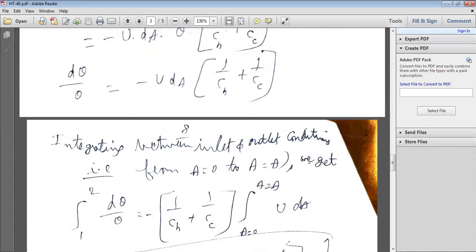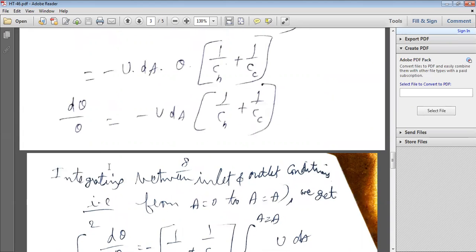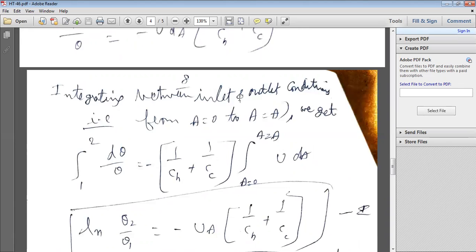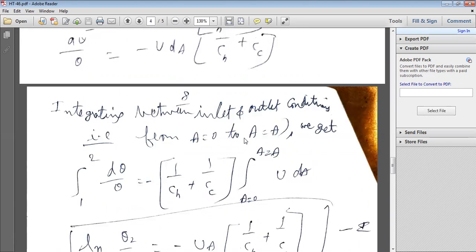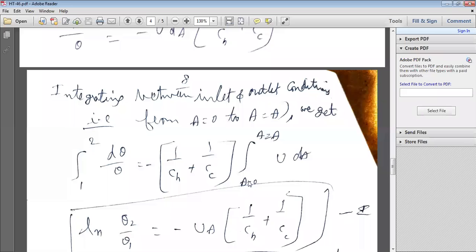So integrating between inlet and outlet conditions, that is from A equal to 0 to A equal to A, we get the integral from 1 to 2, two locations, inlet location 1, outlet location 2. Integral 1 to 2, d theta by theta is equal to minus, it is anyhow a constant, U into minus 1 by CH plus 1 by CC into integral of U dA.